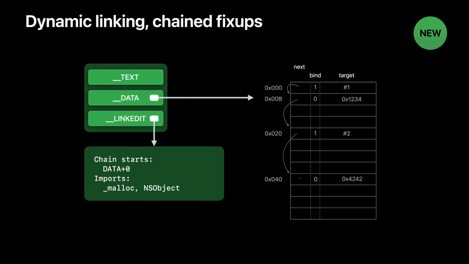Then, in the 64-bit pointer location in data, some of the bits contain the offset to the next fixup location. Also packed in there is a bit that says if the fixup is a bind or a rebase. If it is a bind, the rest of the bits are the index of the symbol. If it's a rebase, the rest of the bits are the offset of the target within the image. Lastly, runtime support for chained fixups already exists in iOS 13.4 and later, which means you can start using this new format today, as long as your deployment target is iOS 13.4 or later.